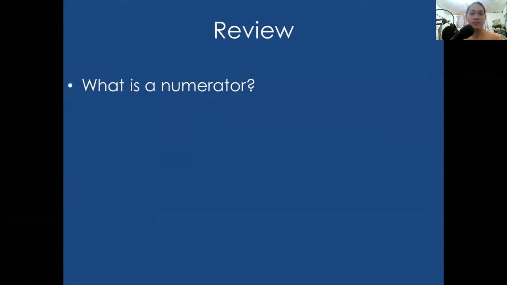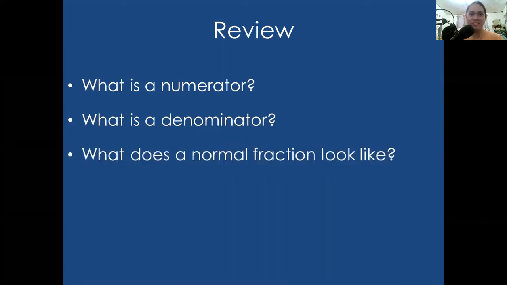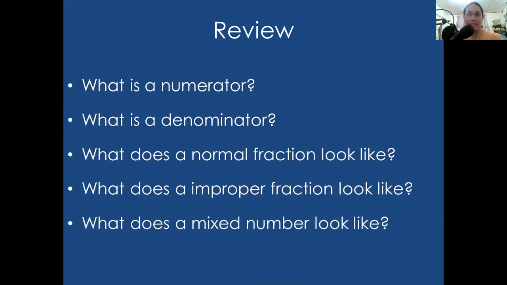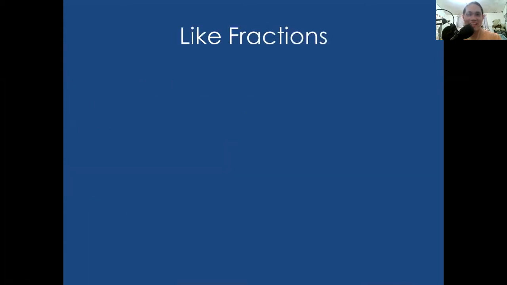So to have a review, what is a numerator? Let's be guided with the guide questions that we have there. What is a numerator? Next, what is a denominator? What does a normal fraction look like? What does an improper fraction look like? And lastly, what does a mixed number look like? So are you ready? I know you're all ready. Let's get started.